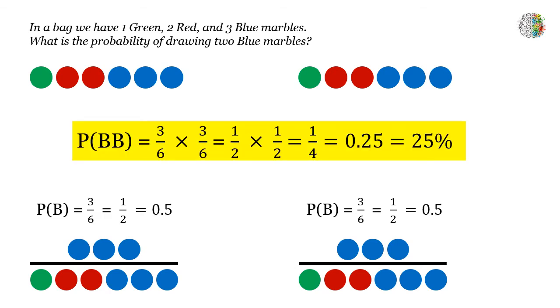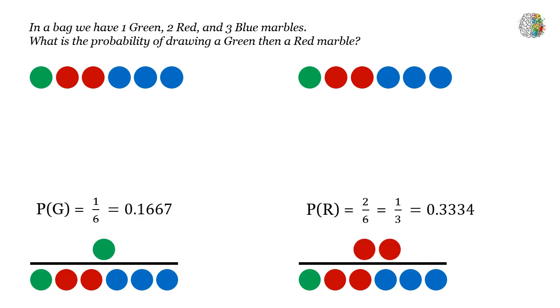So now to calculate the probability of drawing 2 blue marbles, I'm going to take the probability of drawing a blue from the first draw and multiply that by the probability of drawing a blue from the second draw. So that's going to give me 3/6 times 3/6, which simplifies to 1/2 times 1/2, which equals 1/4, which converts to a decimal of 0.25, which is 25%. So I have a 25% probability that if I draw a marble, then replace it, and then draw a marble again, both marbles are going to end up being blue.